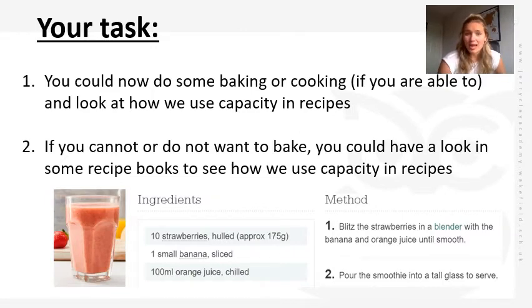You could also have a look at doing some baking this afternoon or this morning to practice using the different recipes with your parents. If you can do that, have a look at using things like millilitres, litres, again grams and kilograms, to have a go at doing that. Or you could have a look at some recipe books to see where they have used millilitres and litres. So for example, we can see that this recipe here for making a smoothie has the fruit and then it has 100 millilitres of orange juice, so we can see that's how millilitres are used. If you cannot do that or you don't want to do that, that's fine. Have a look at the next activity where I'm going to start to give you some problems.